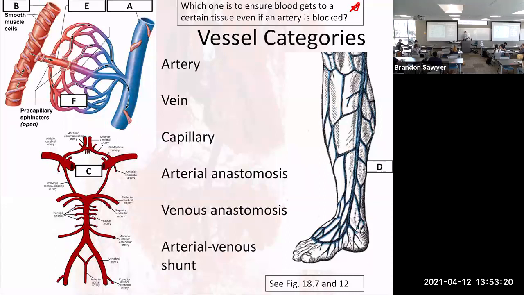All right, so send in your answer to the question on the app there, give you about 15 more seconds. So which one is to ensure blood gets to a certain tissue, even if an artery is blocked?